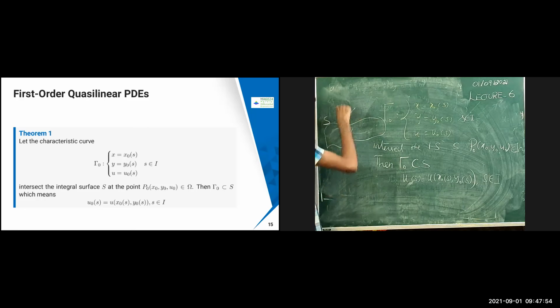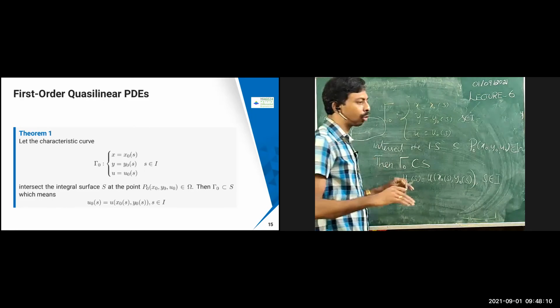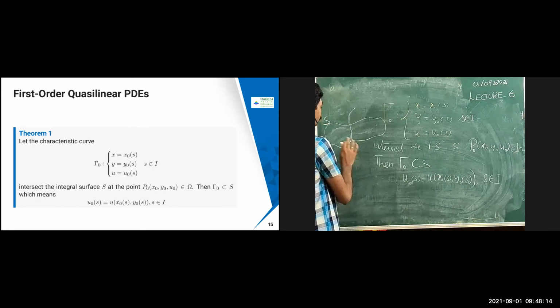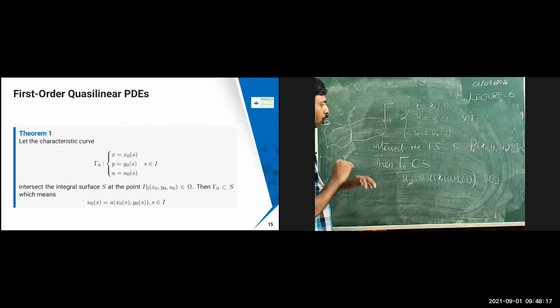If I take any characteristic curve that is intersecting with this surface, take any surface and intersect this characteristic curve with it, then this theorem asserts that the characteristic curve is going to be completely lying in that surface. Gamma naught is a subset of S means that the complete curve is going to be lying in that surface only. It is not just an intersection, not only one point or something. It is going to be completely lying on that surface. That's what gamma naught subset of S means.